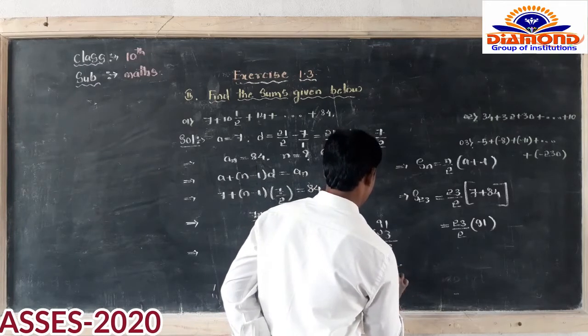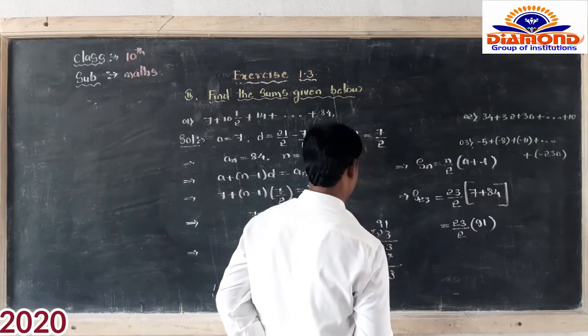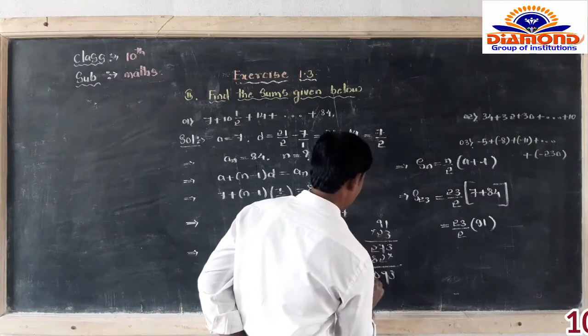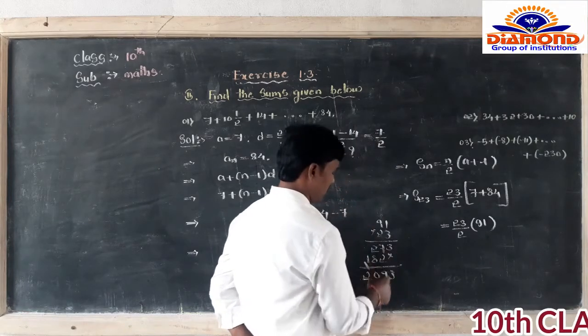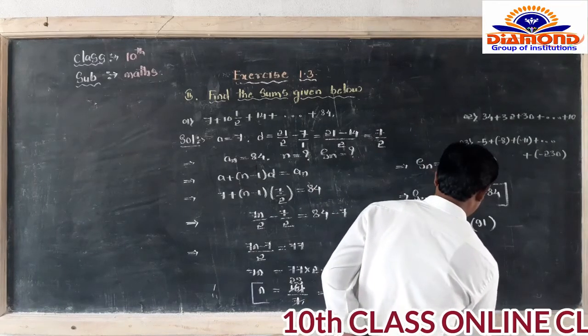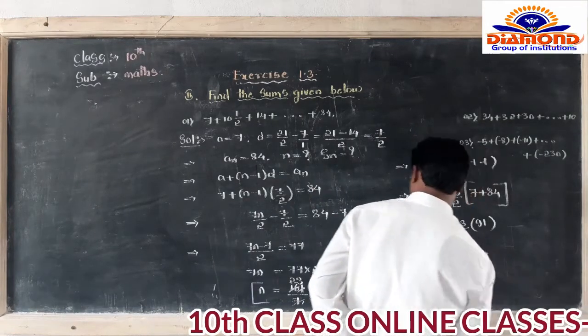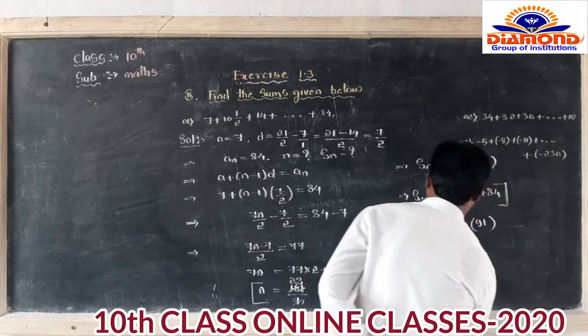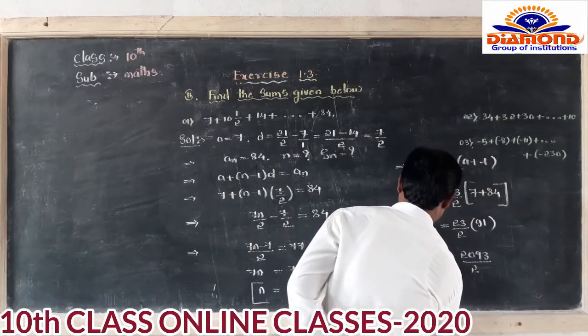Here 3, 9, 10 carry 1, here 1. So it becomes what? 2. So 3, 9, 10 carry 1, 2. Answer came here 2093 upon 2. This is the sum of the 23 terms.